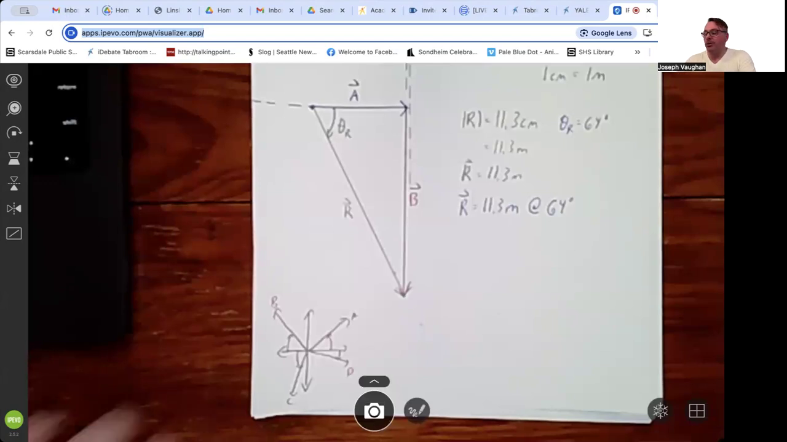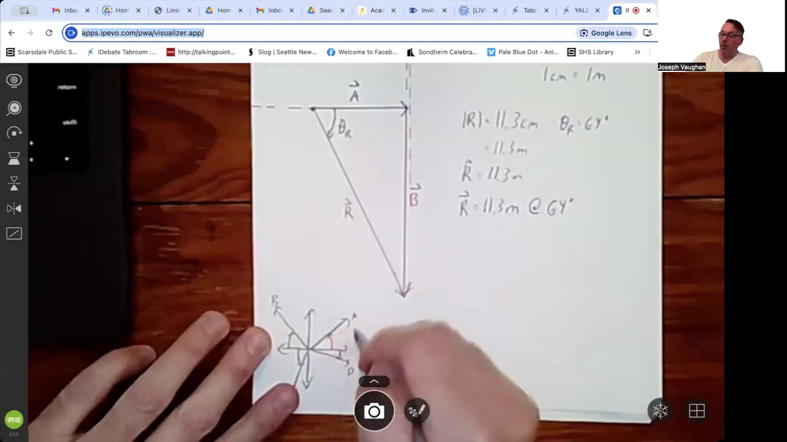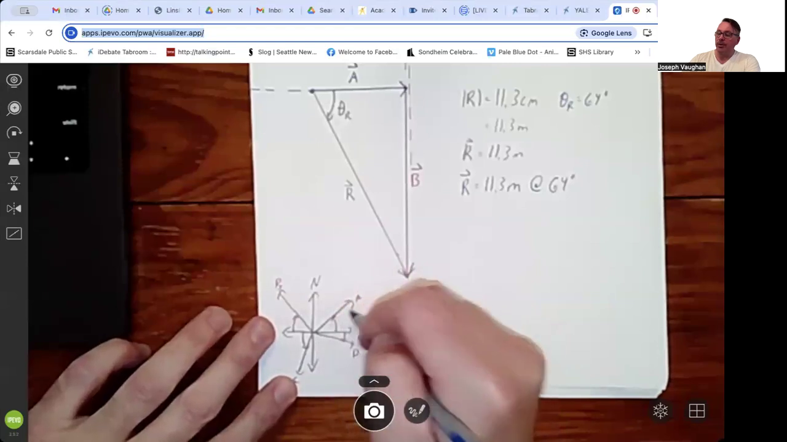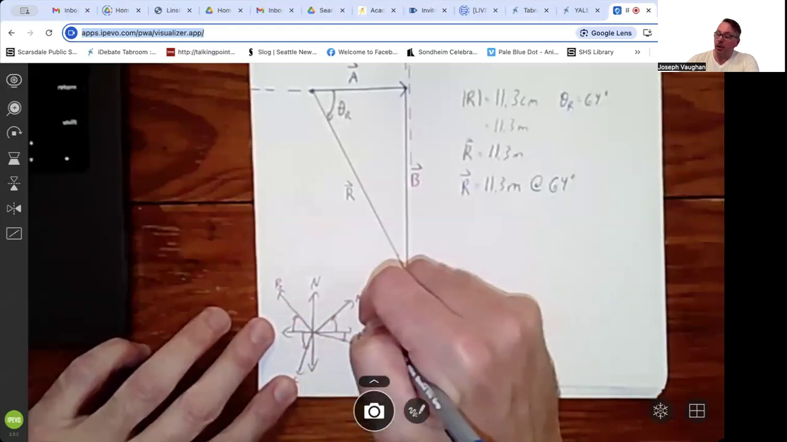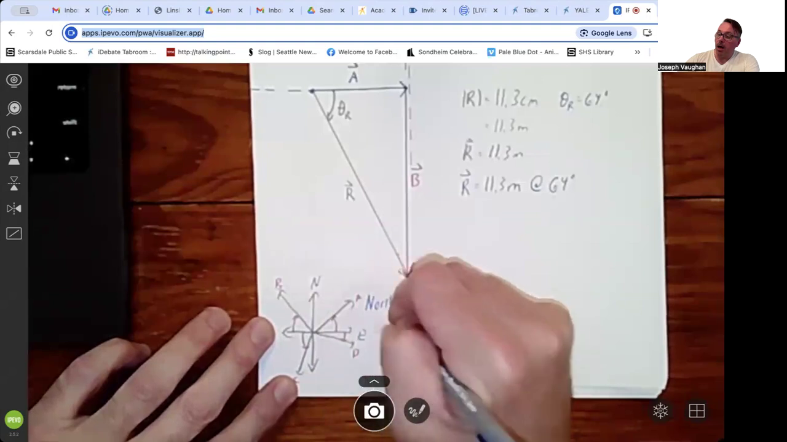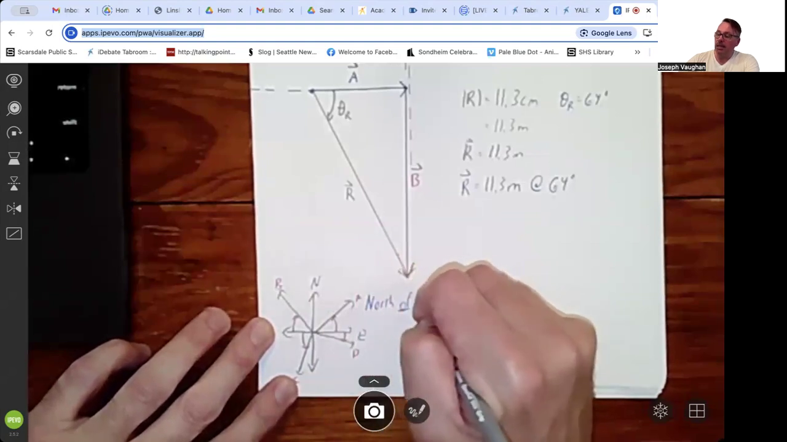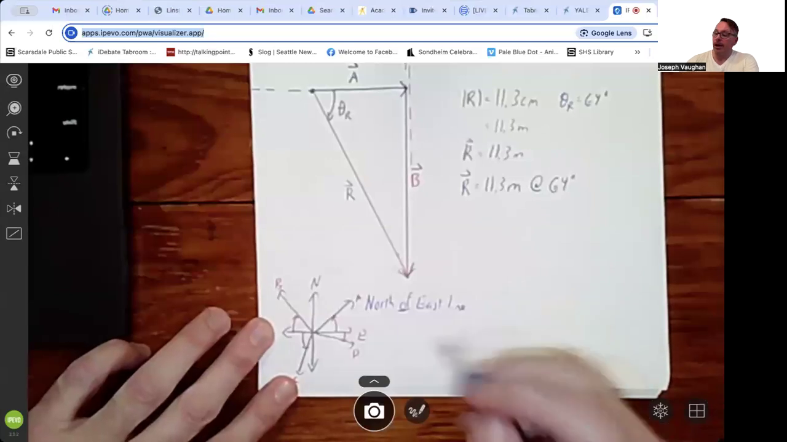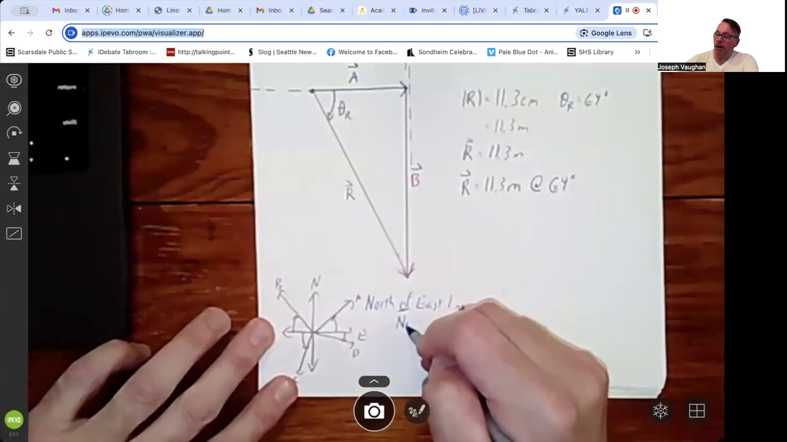So what are we going to do? We're going to reference a quadrant. So we were saying before, if this is north and east, this is not northeast, but we would say that this vector goes north of the east line. But that's really clunky to write, so we're just going to write north of east.